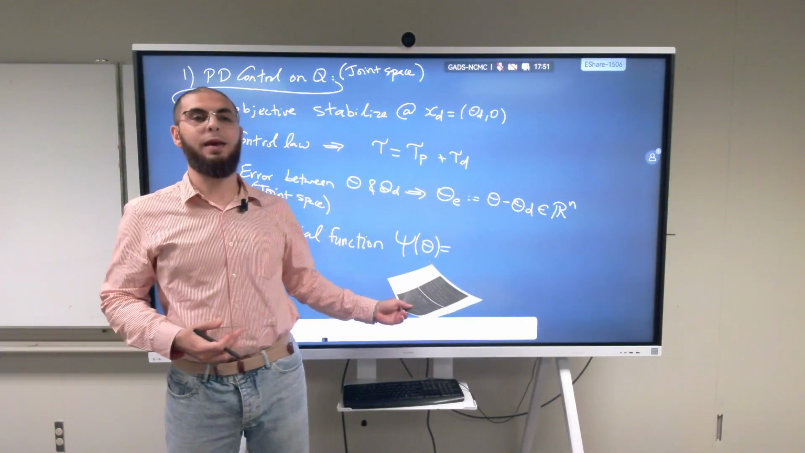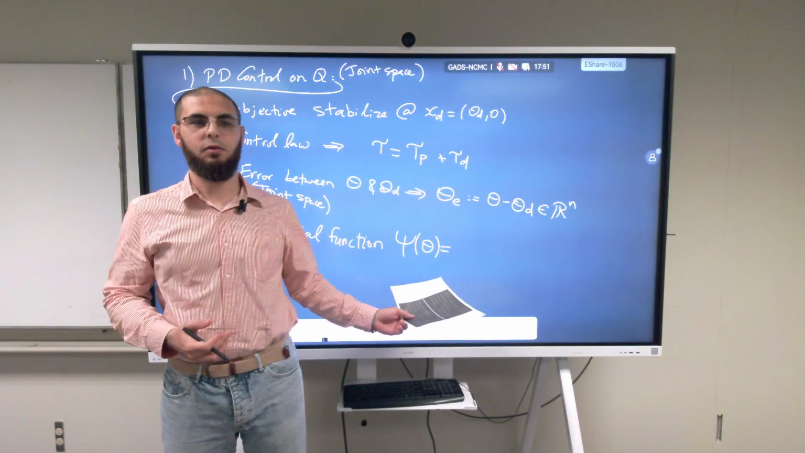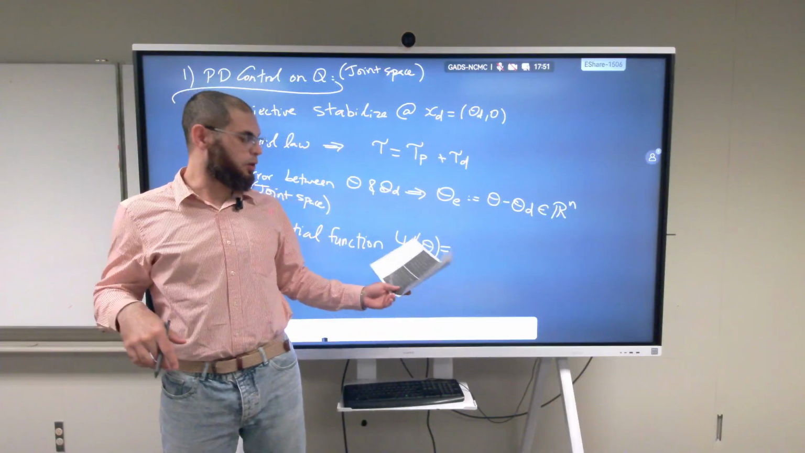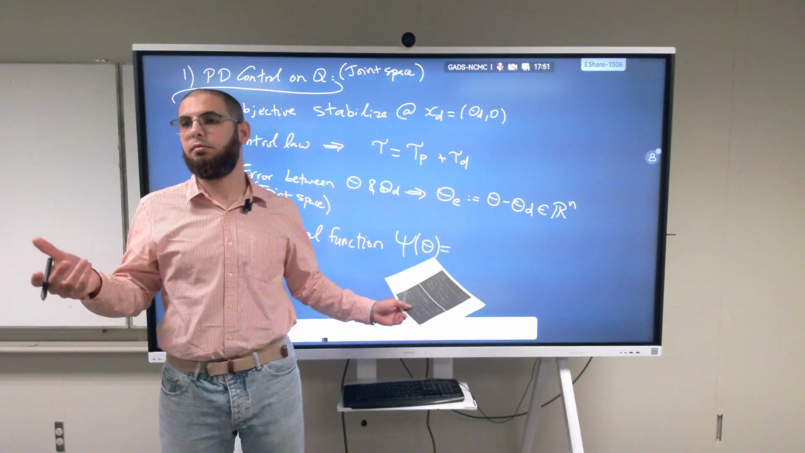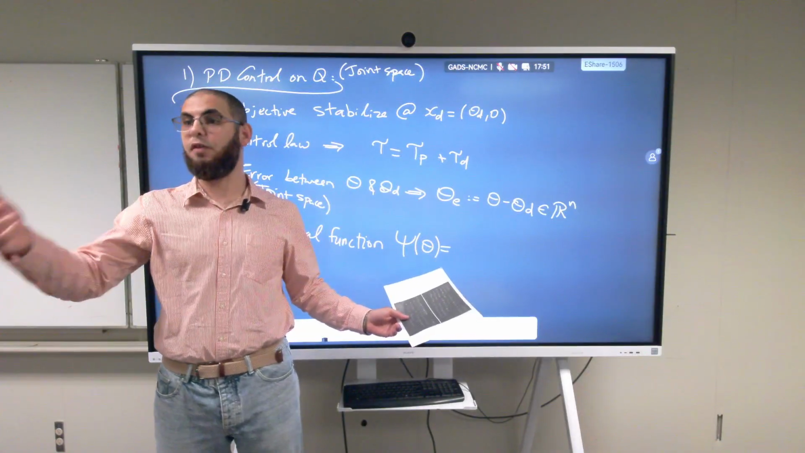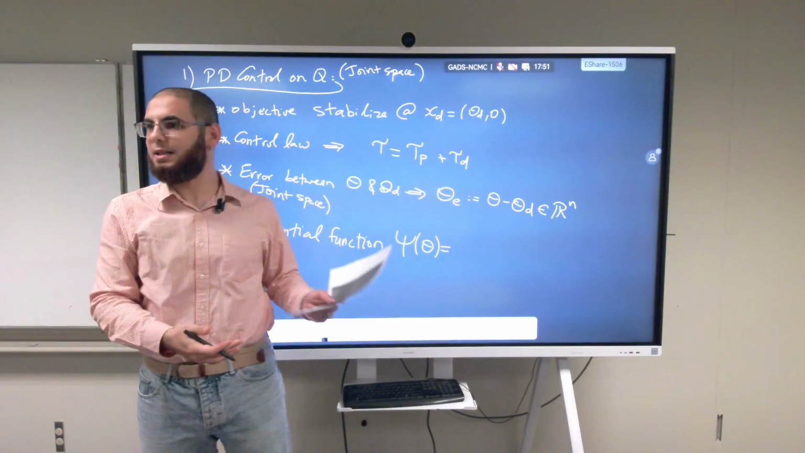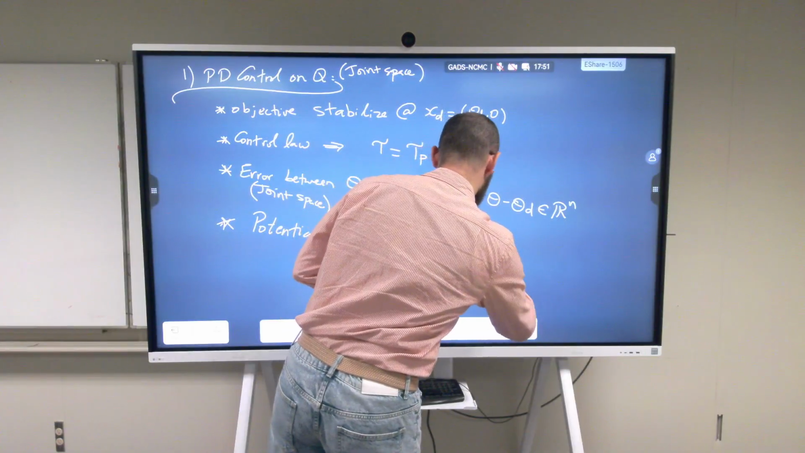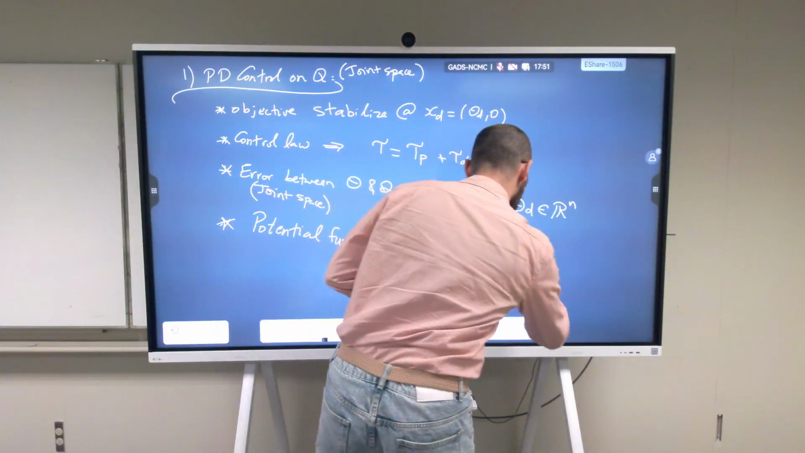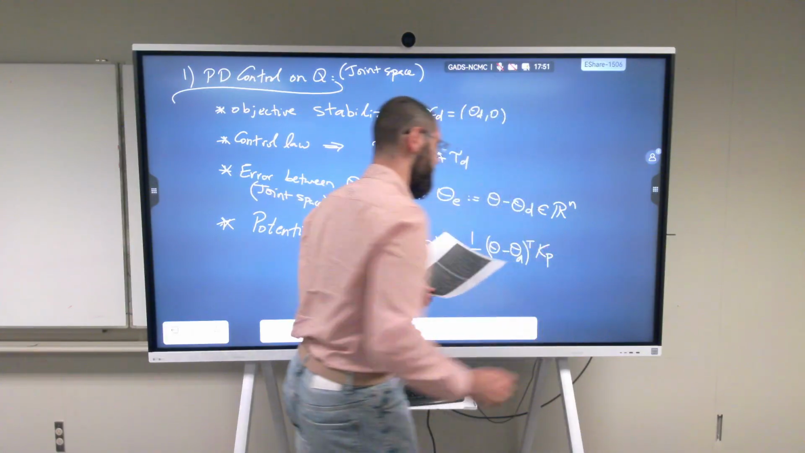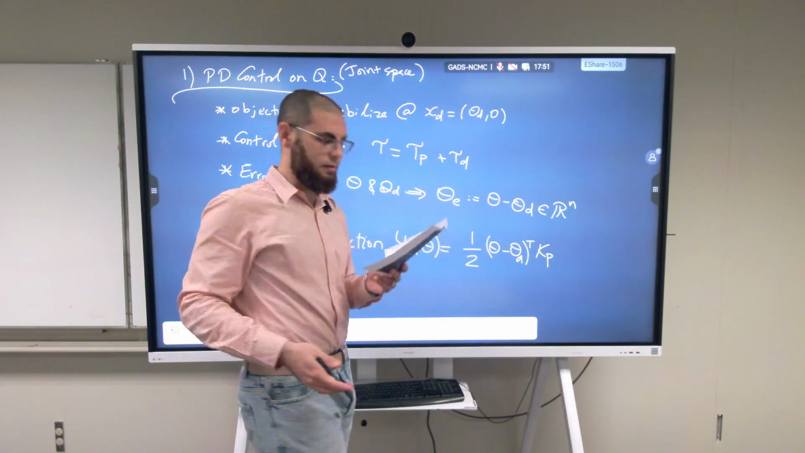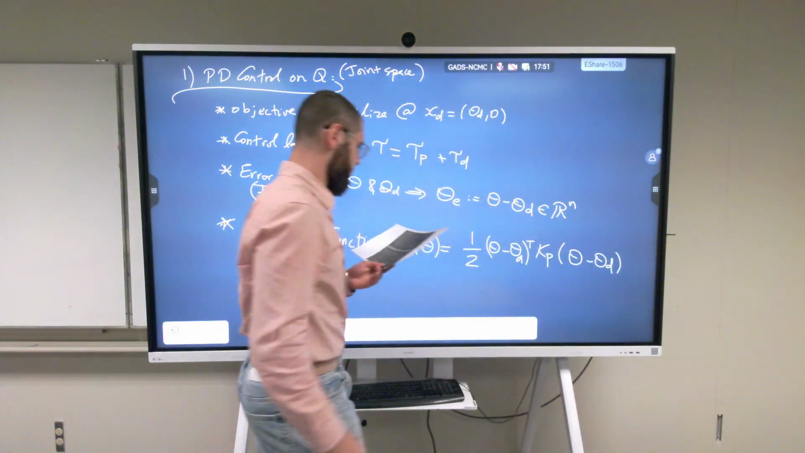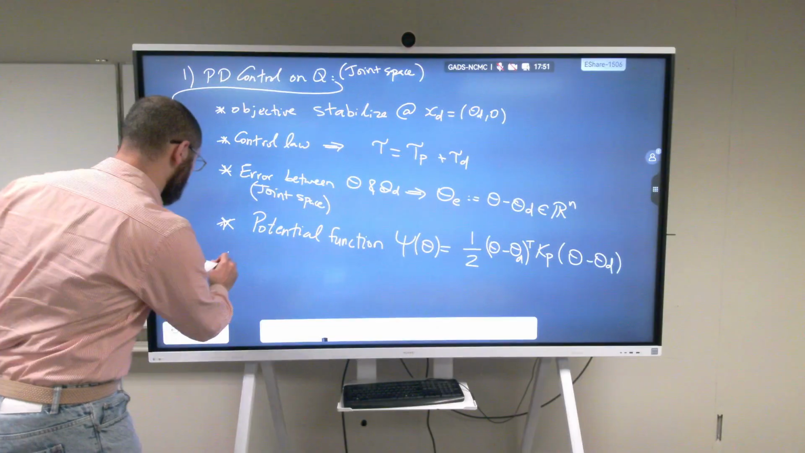What did we do when we had SO3? We had the half trace, stuff like that, right? What did we do when we had the PD control on R3? It was a quadratic function of theta minus theta desired. We use exactly the same here, okay? So we have half theta minus theta desired transpose multiplied by some Kp. Kp here is some positive definite gain matrix that you can choose as you wish, multiplied by theta minus theta desired. Make sense?